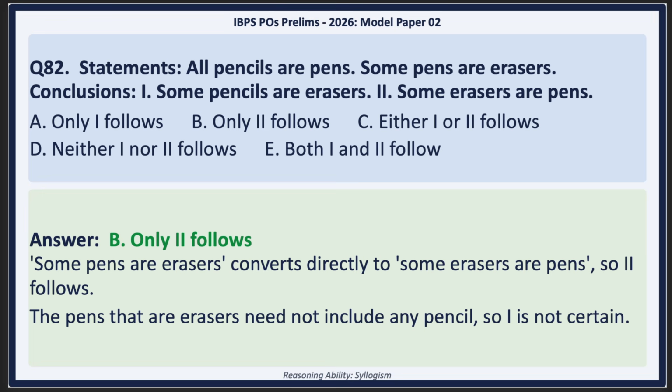Because the human brain really craves cognitive closure, we just hate ambiguity. Oh, yeah. When we hear pencils are pens and pens are erasers, we desperately want to close the loop and say pencils are erasers, but look at the Venn diagram.